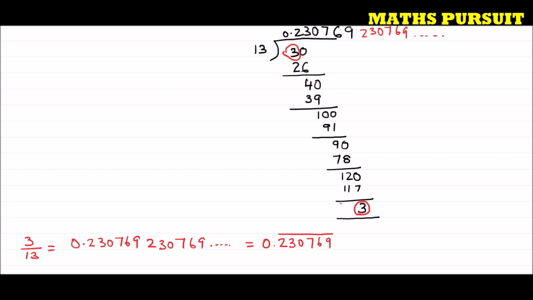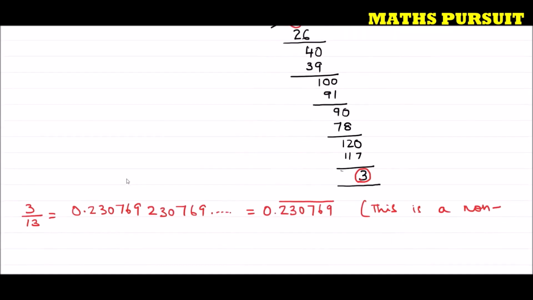So we can say our answer, because the second question asked us to find out what kind of decimal form this is. We can say that this is a non-terminating repeating decimal expansion.